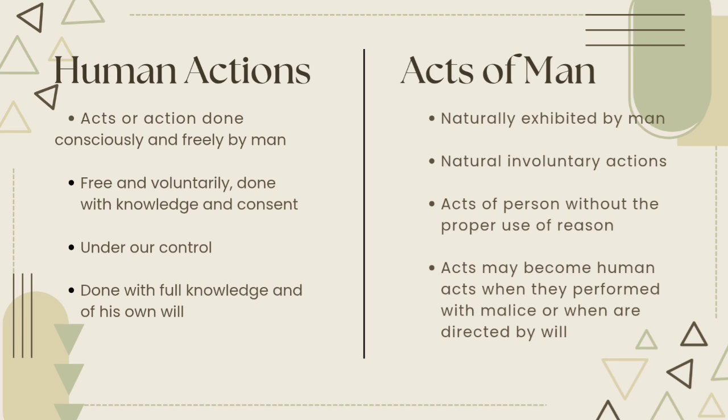So for human actions, these are acts or actions done consciously and freely by man, free and voluntary, and done with knowledge and consent, under our control, and done with full knowledge and of his own will. Now, on the other hand, we have acts of man, which is naturally exhibited by man, natural involuntary actions, acts of a person without the proper use of reason. And acts may become human acts when they are performed with malice or when they are directed by will.